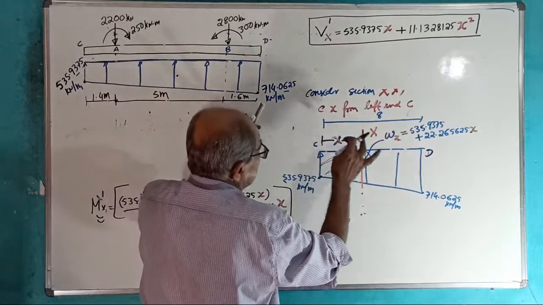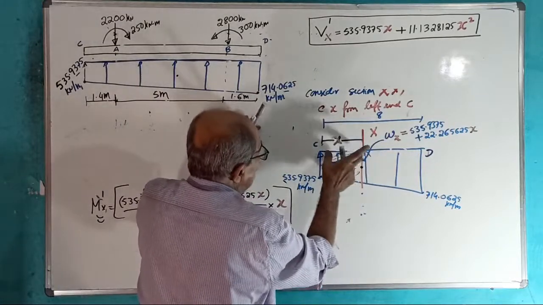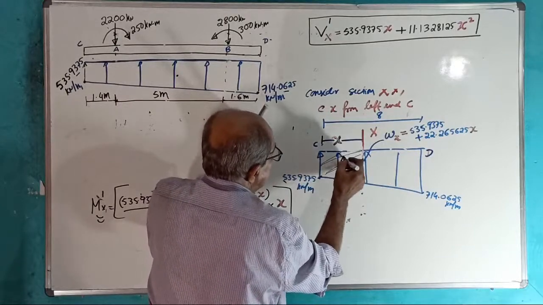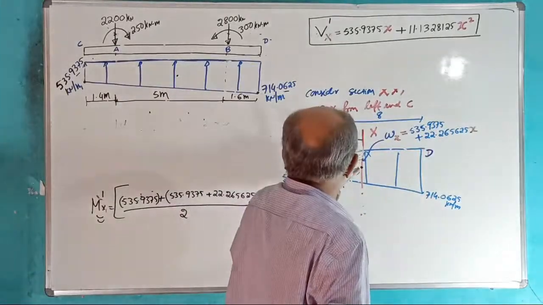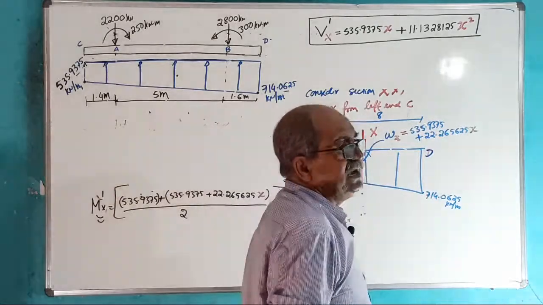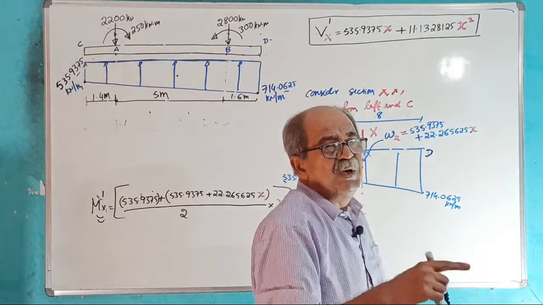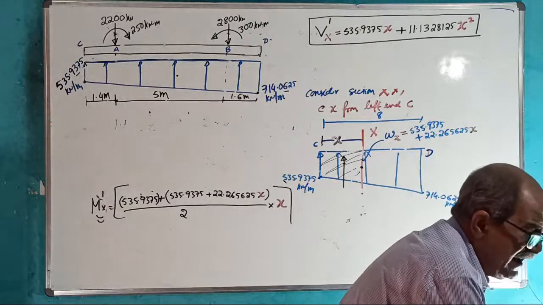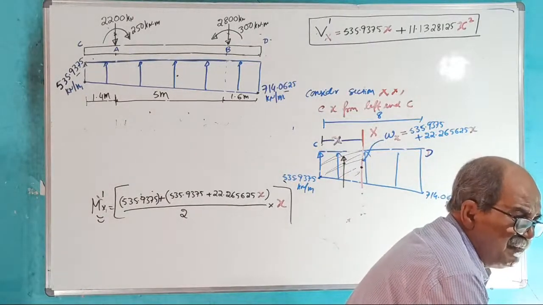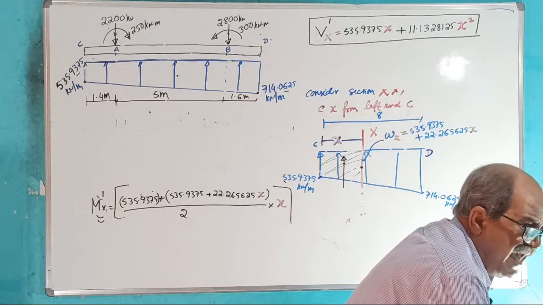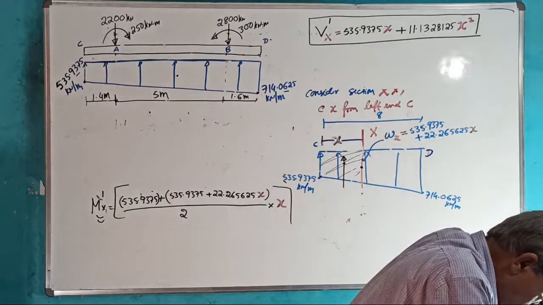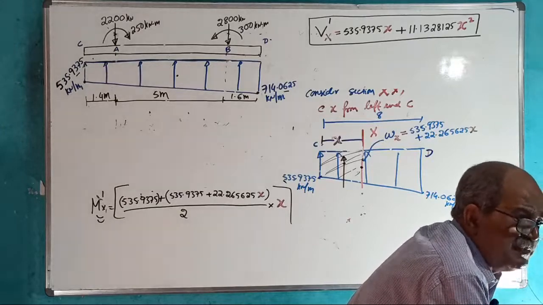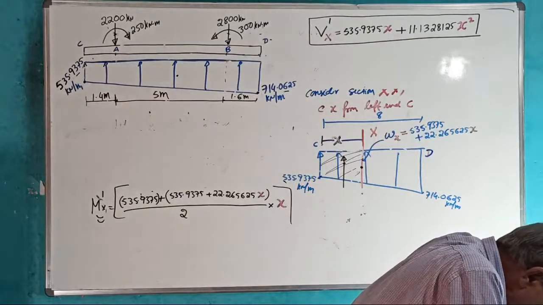This side plus this side divided by 2 into x. Tell me what it will give you. Tell fast. Sum of the two parallel sides divided by 2 into x. What will it give you? No, load correct. Area of the load diagram. I am asking, area of the load diagram will give what? You are not telling. I don't want area. Structurally, area of the load diagram will give what?